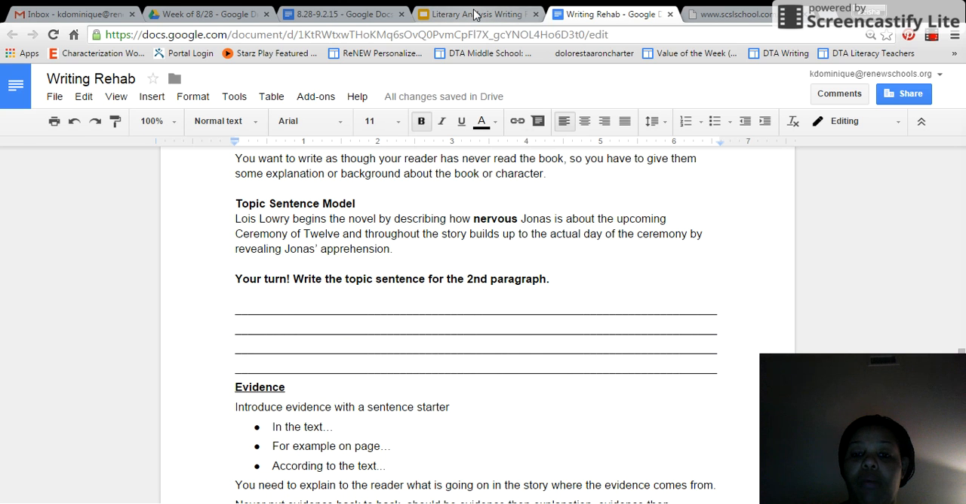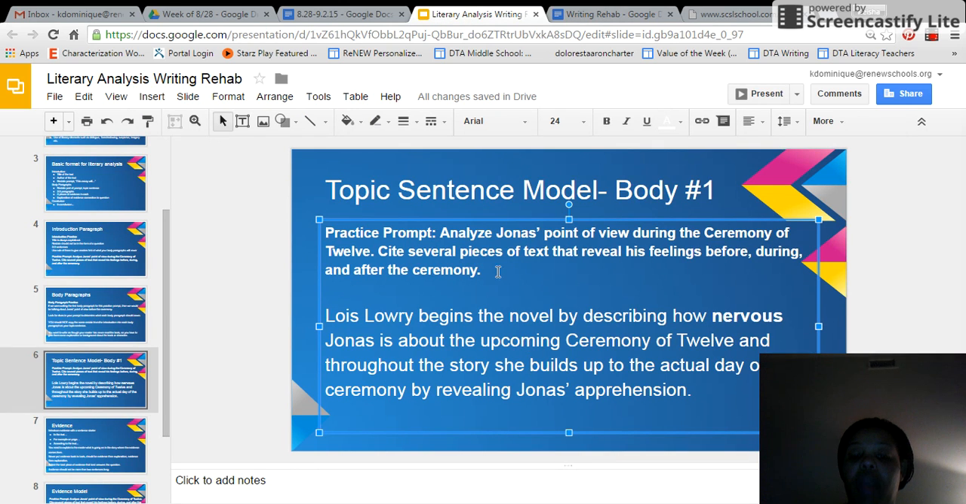The second body paragraph. So if you need to go back and reread your prompt, it says, analyze Jonas's point of view during the ceremony of 12. Cite several pieces of text that reveal his feelings before, during, and after the ceremony. I just wrote the topic sentence for the before, which will be body paragraph number 1. You're writing the topic sentence, or practicing writing the topic sentence, for body paragraph number 2, his feelings during the ceremony.